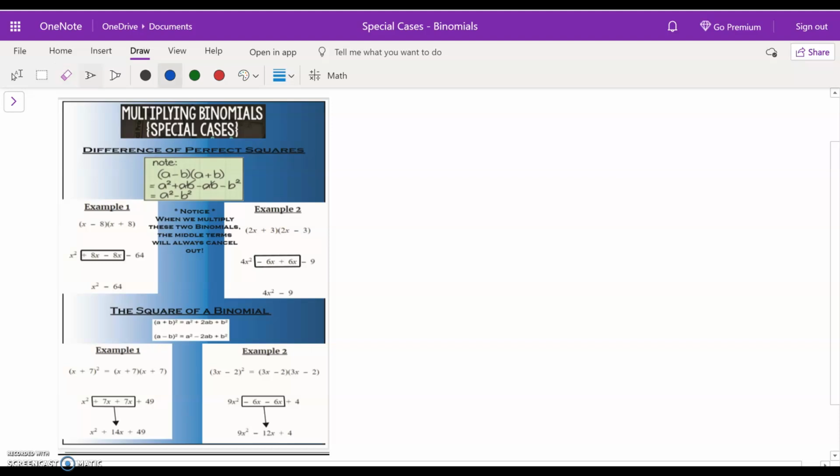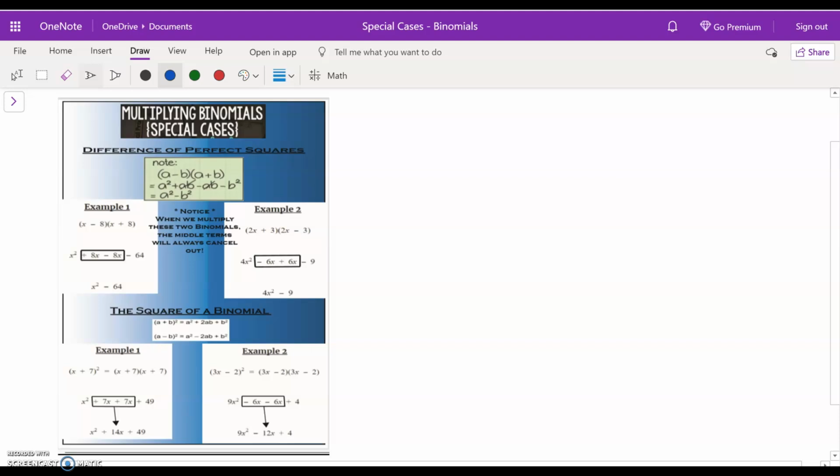Okay, guys. Today we're going to talk about multiplying binomials, and I know that we have talked about multiplying binomials on Monday through a notes section, but we're going to try something new. Today we're going to talk about the special cases that we do run into when we are multiplying binomials.